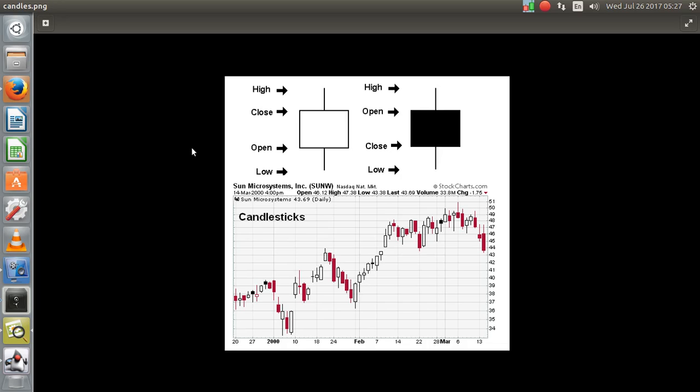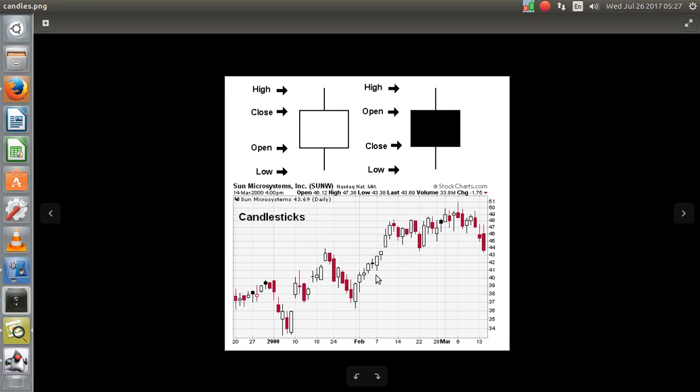Now in a candlestick, you have a real body here. With the real body, if the open is lower than the close, you would usually have a white body, as you can see here.